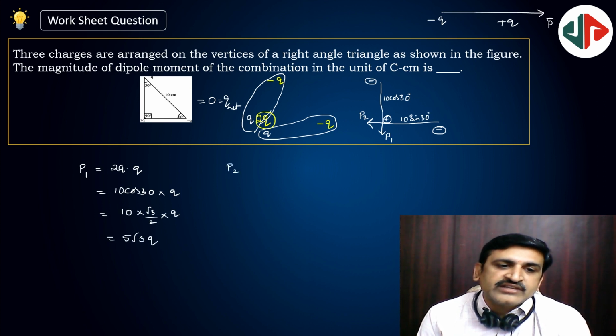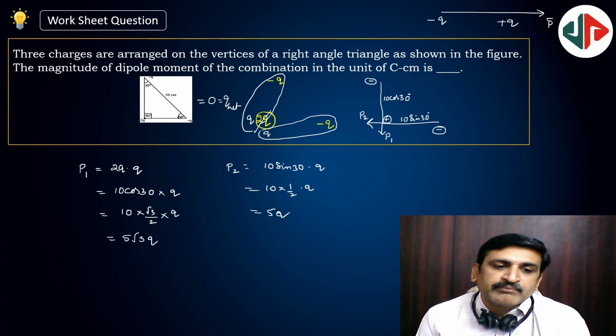And P2 is equal to 2a into q here again. So that means 10 sin 30 into q. This is 10 into 1 by 2 into q, so it is 5q. Now both are perpendicular. P1 is perpendicular to P2.